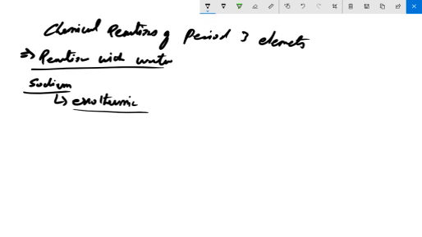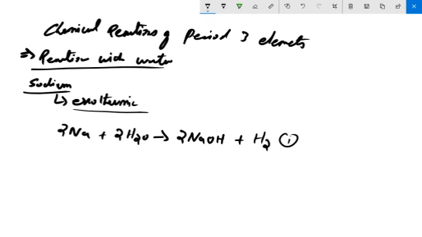So if we react 2 moles of sodium with 2 moles of water, H2O, then 2 moles of sodium hydroxide are produced, and a byproduct, hydrogen gas, is produced. This reaction is very exothermic, and the hydrogen gas which is liberated catches fire.